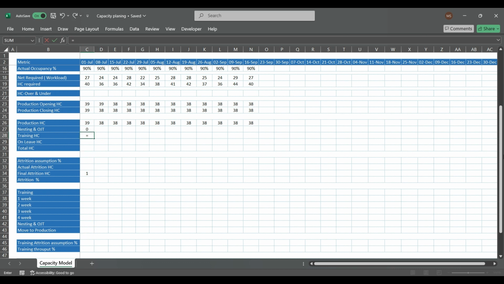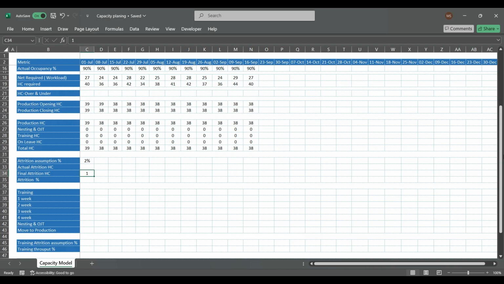And for training head count we will consider these 4 weeks, and on leave we will add manually, and based on this we need to calculate our total head count. Okay, total head count, and based on this, if I drag this formula from here to here, after that we would need to add a 2% shrinkage assumption. If I add 2% here, it depends on the situation.